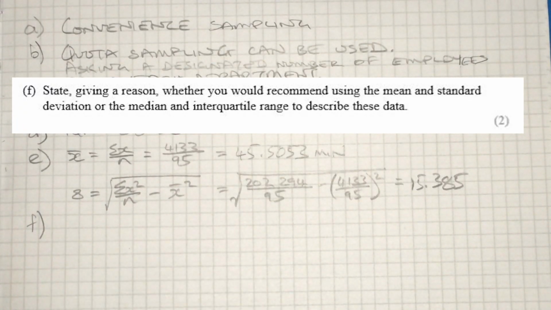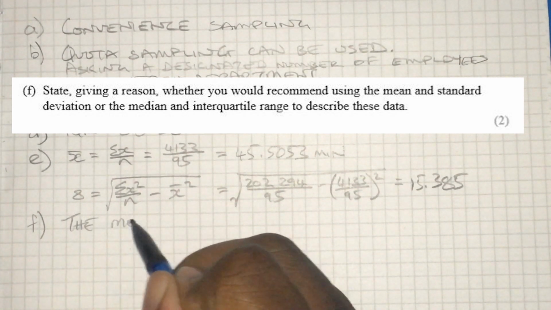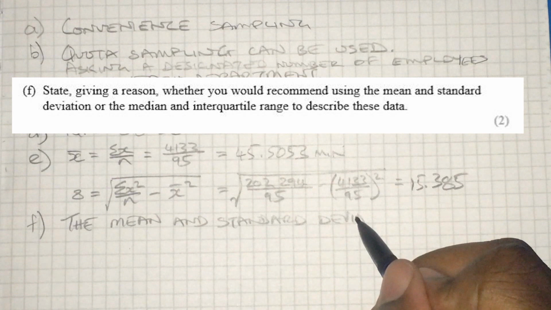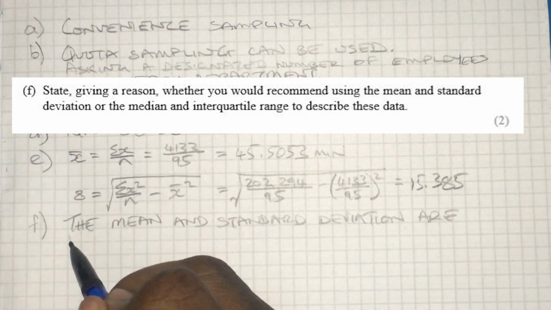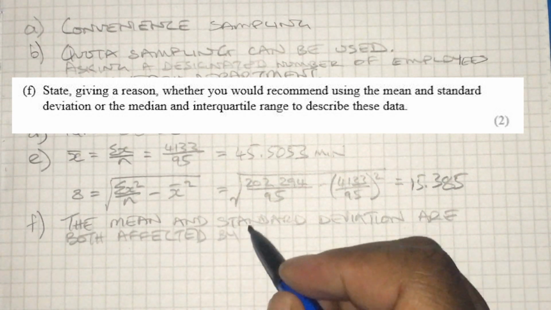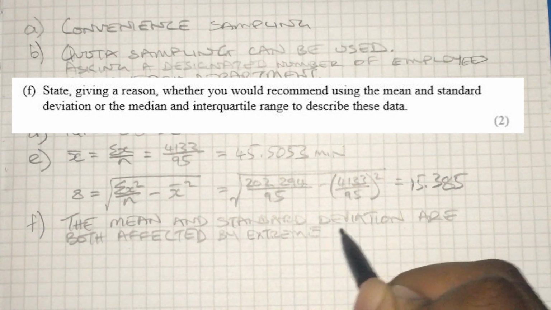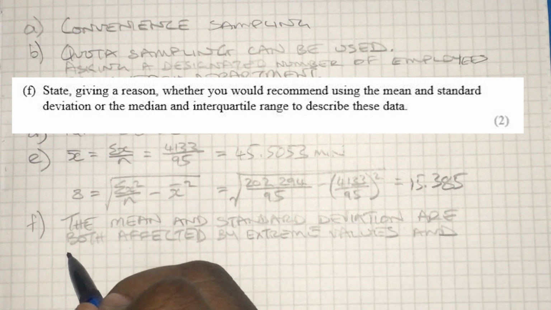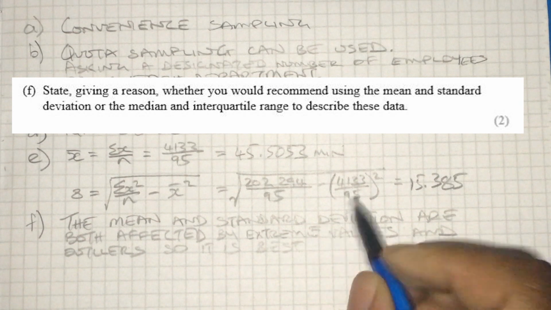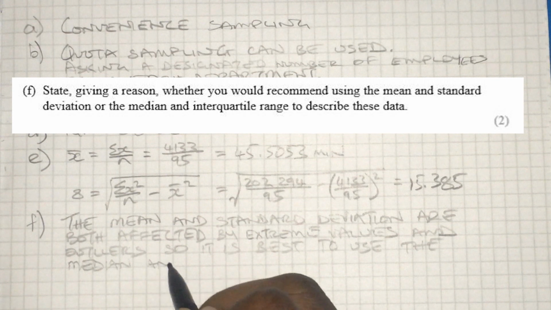Okay, so next we're asked just to recommend whether we should use the mean and standard deviation or the median and interquartile range. Well, the rule of thumb is that we always want to use the mean and standard deviation except for one case. And that case is if we have any extreme values or outliers. And obviously this box plot has indicated that there are outliers. So actually we're going to go for the median and the interquartile range. The mean and standard deviation are both affected by extreme values. So in this case, we'll avoid them and go with the median and the interquartile range.